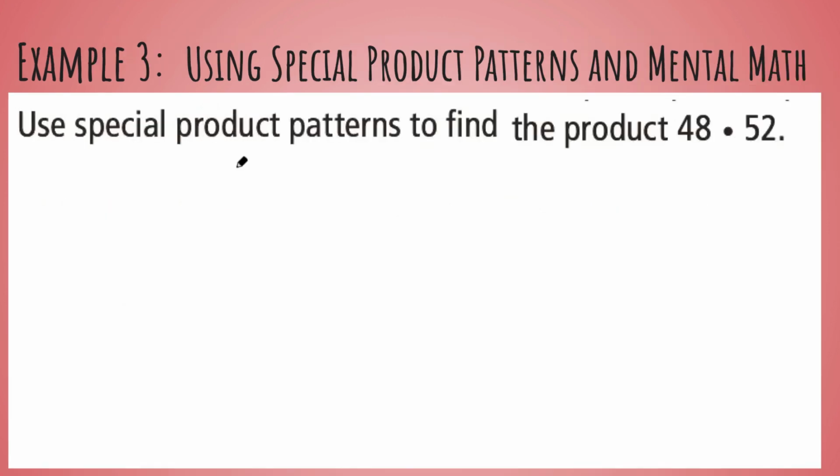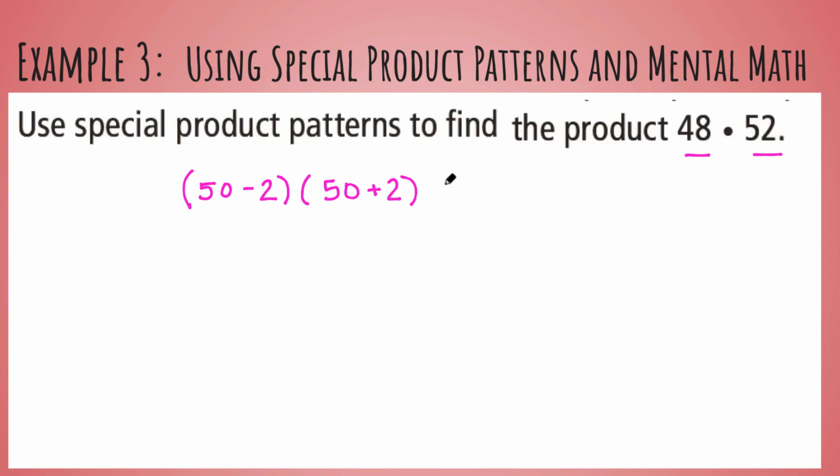So in our last example, we're going to see how using special product patterns can help us with mental math. So if we look here at the product of 48 times 52, is there one of the special product patterns that we've looked at today that can help us multiply this out rather than us going the long way to multiply? And if we rewrite 48, we could write 48 as 50 minus 2, and we're multiplying this to 52, which would be 50 plus 2.